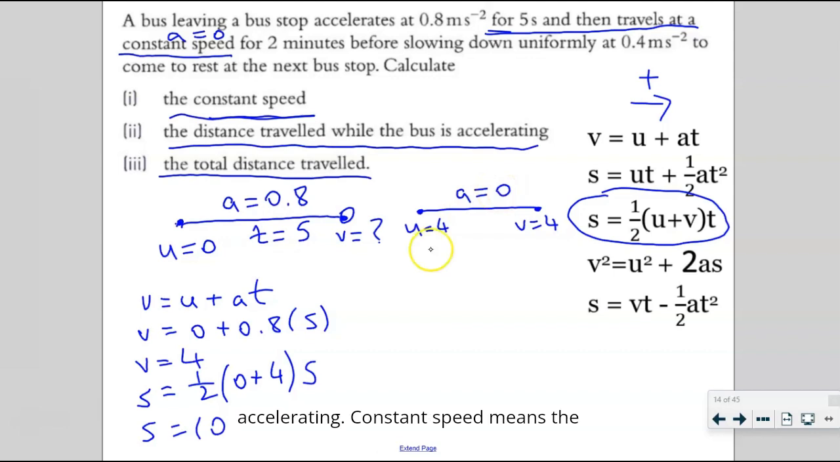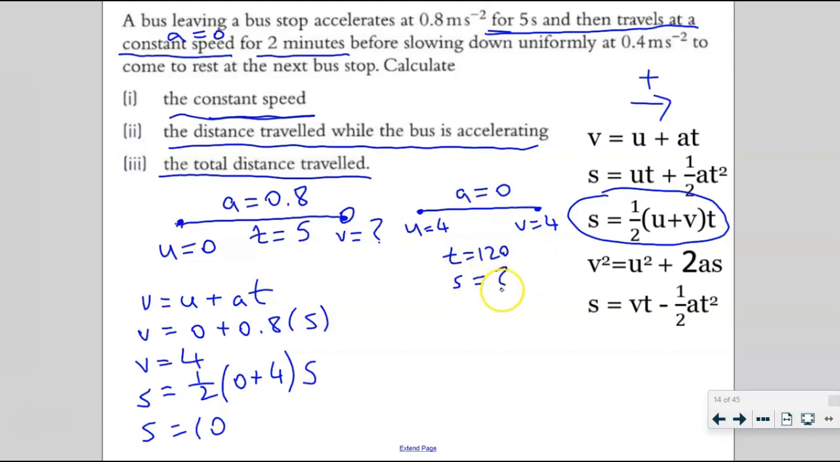Constant speed means the speed stays the same. So it starts at 4, ends at 4, and the time, it says it's constant speed for 2 minutes. Okay, we always have to use seconds, right? Because time in mechanics we use seconds. So 2 minutes is 120 seconds. So t will be 120, and we need to find the distance. So we need to find s.